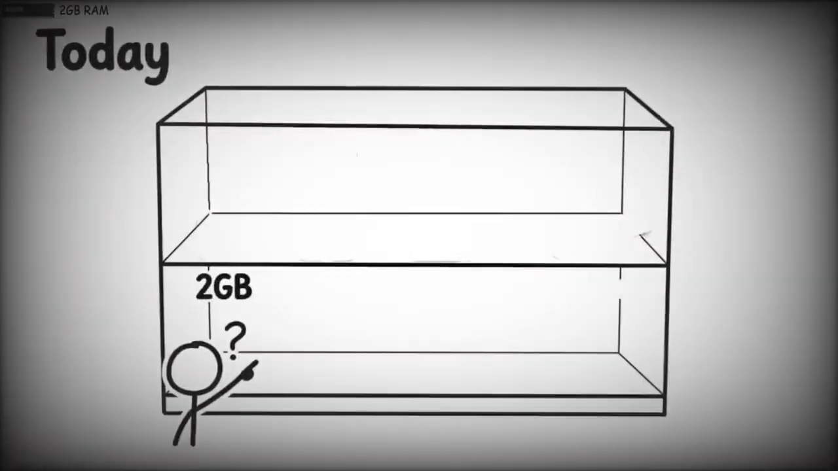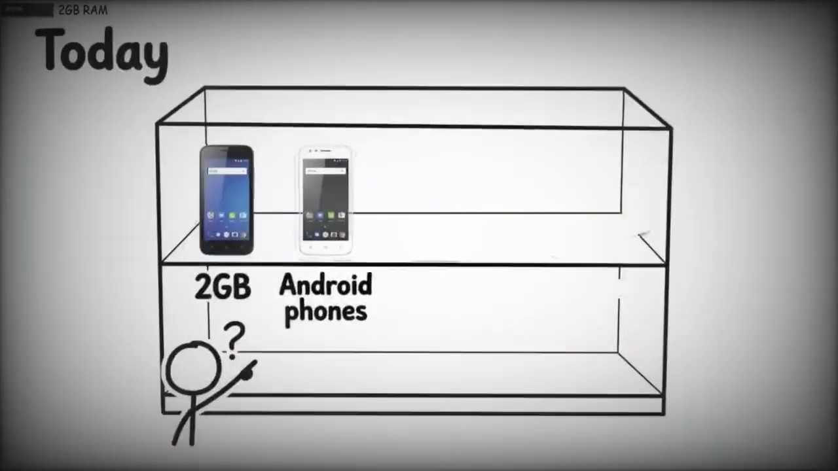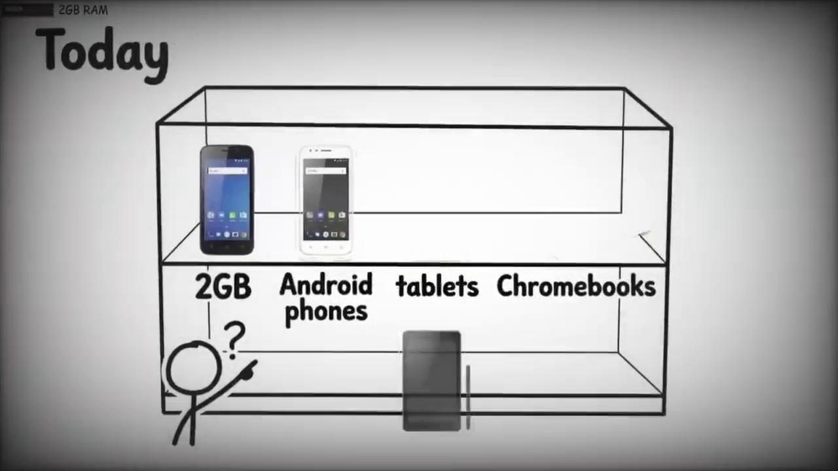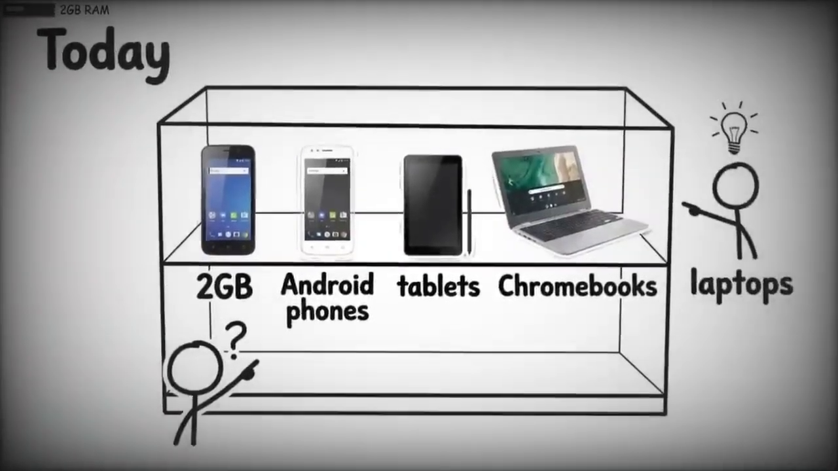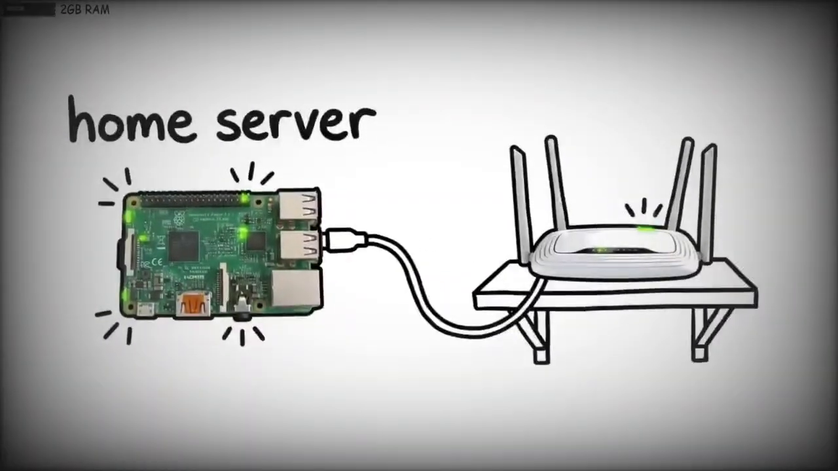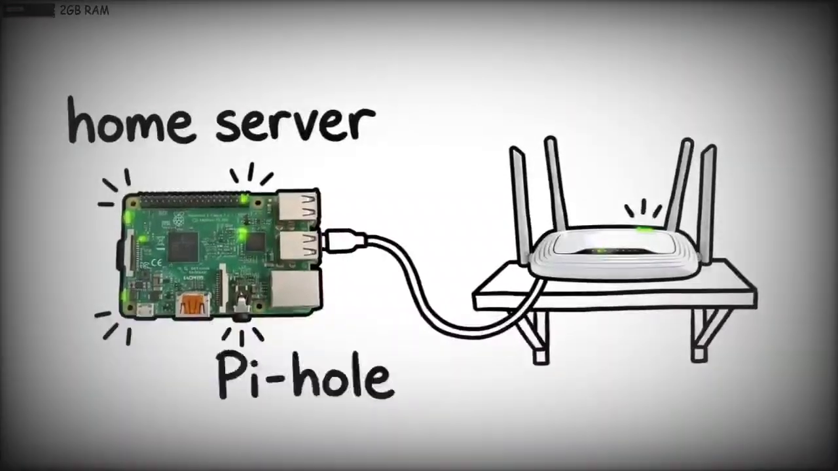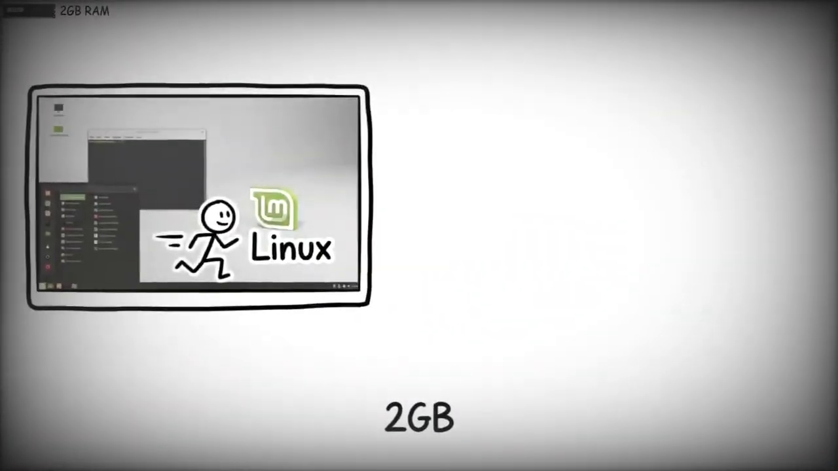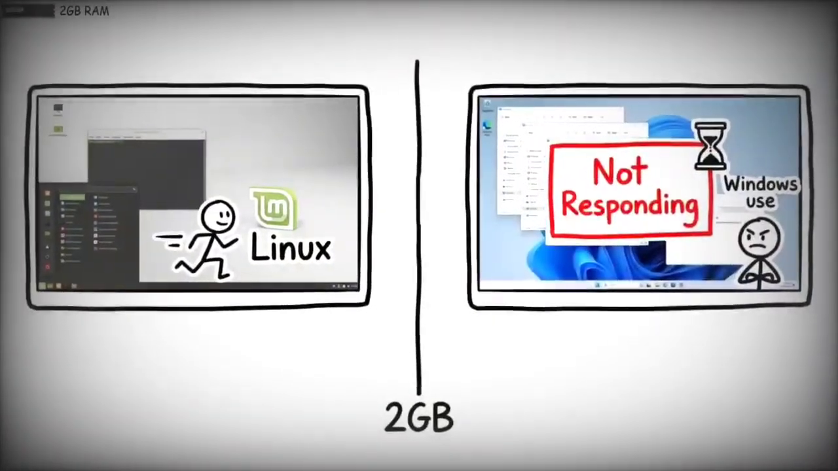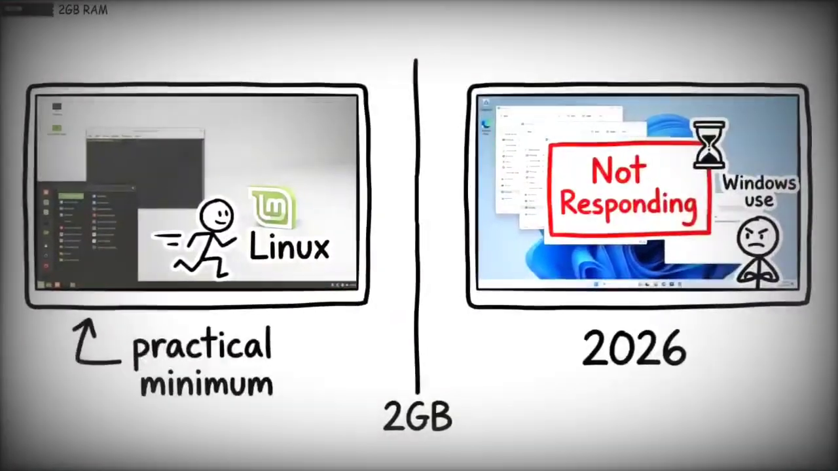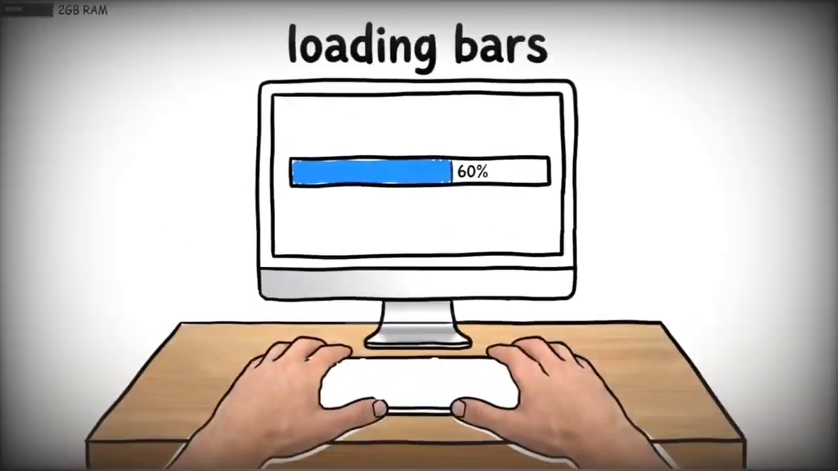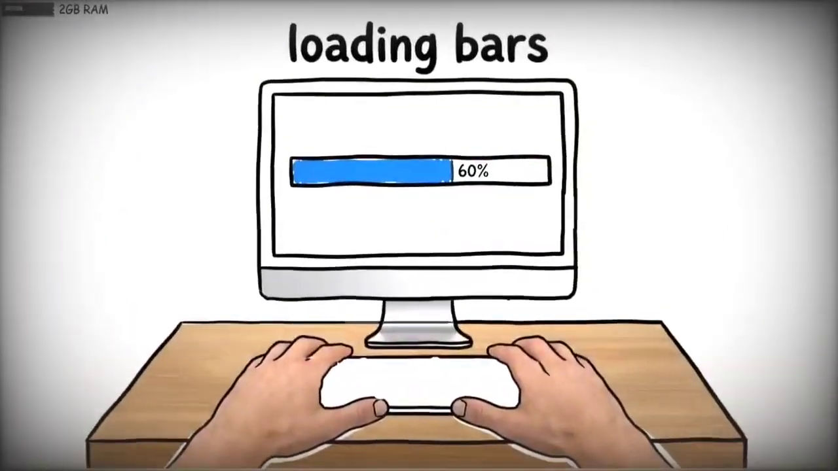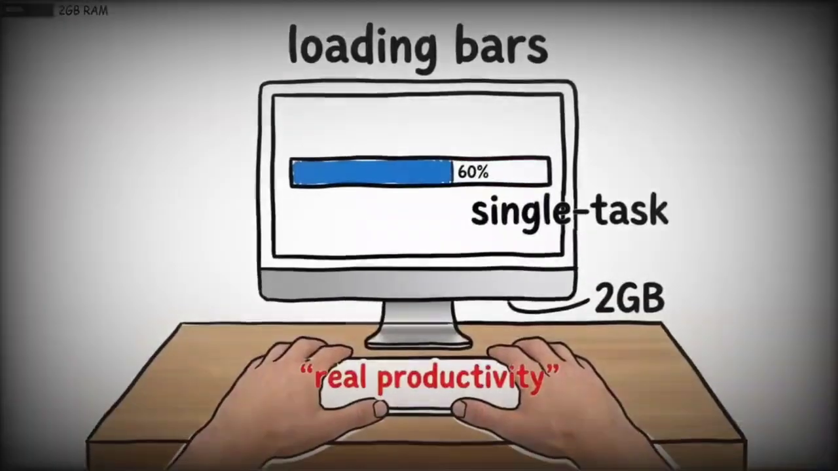Today, 2 gigabytes is common in budget Android phones, entry-level Chromebooks, basic tablets, and older laptops that haven't been upgraded. It's also enough for a small home server running things like Pi-hole or a simple file share. Lightweight Linux runs great on 2 gigabytes. But for daily Windows use, in 2026, 2 gigabytes is below the practical minimum. You'll be staring at loading bars more often than actually working. 2 gigabytes is fine for single-task light devices, but not for real productivity.